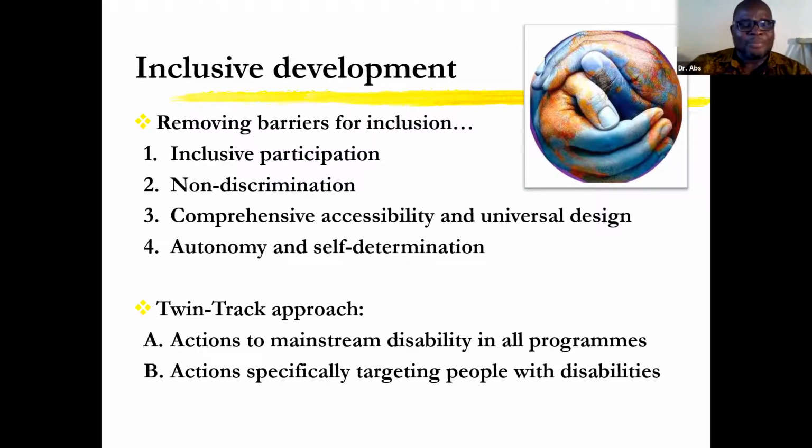The final one is autonomy and self-determination. I think many times people like to make decisions for us. In our African culture, you have a daughter, and you say, oh, that daughter is not going to go to school, she's going to get married. You have a boy and say, that's going to be my doctor. No, I think for persons with disability, let us be self-determined and decide for ourselves. We know what we want, and we need to be given the opportunity to do that.